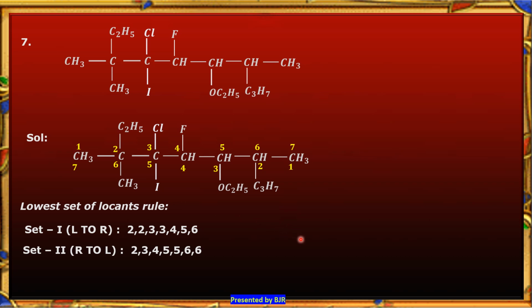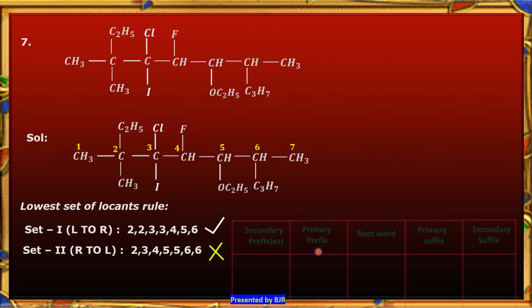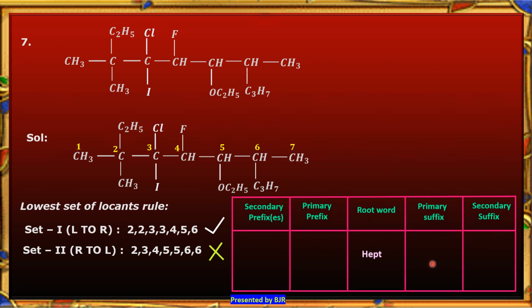Now we have to compare these two sets term by term. The first locants are equal. Then we have to go for the next locants. Here at the first point of difference, 2 is less than 3. So ignore comparing the remaining locants. That means set 1 is lower than set 2. So the numbering from left to right is the correct numbering, and the numbering from right to left is the wrong numbering. Okay, and the root word is hept.